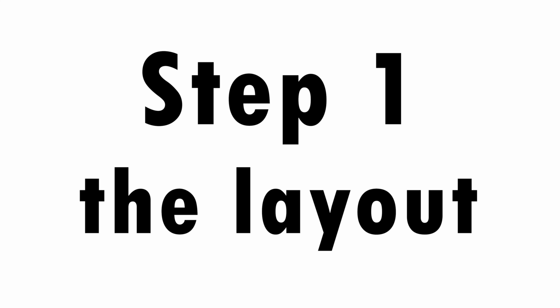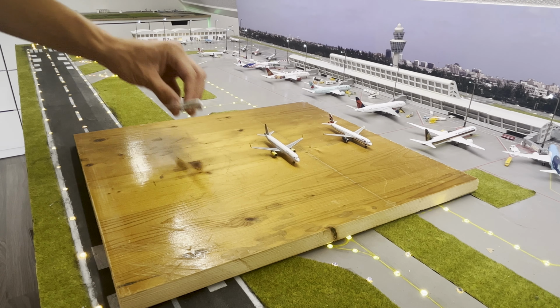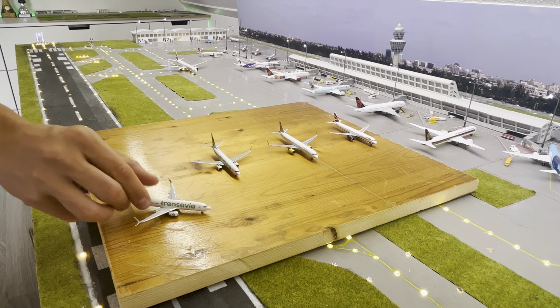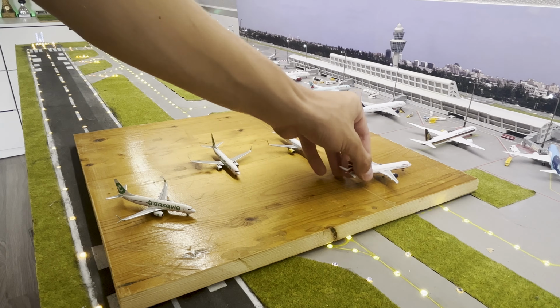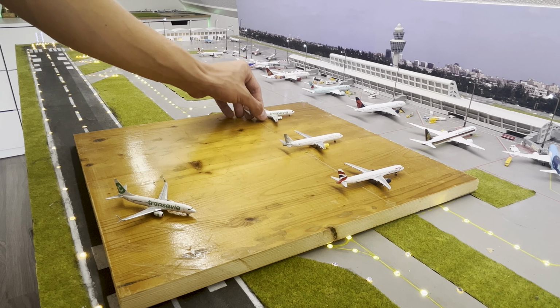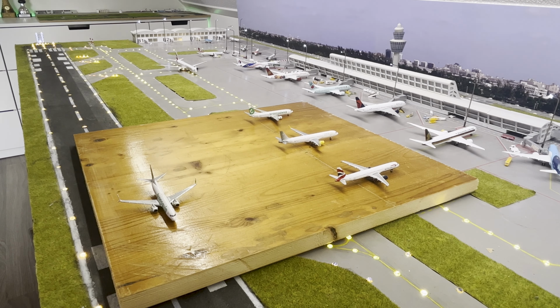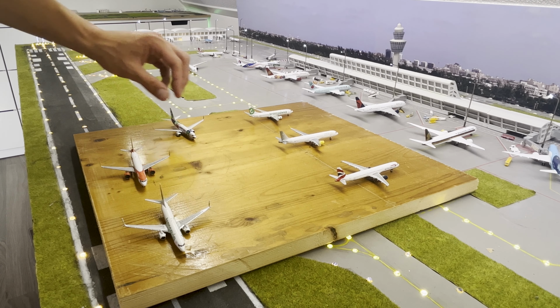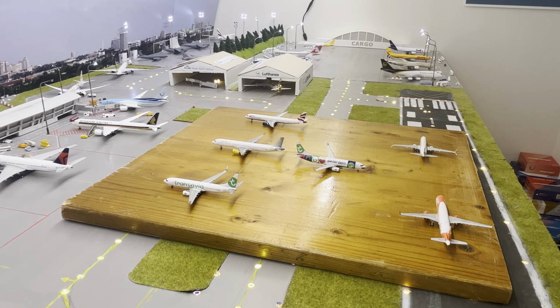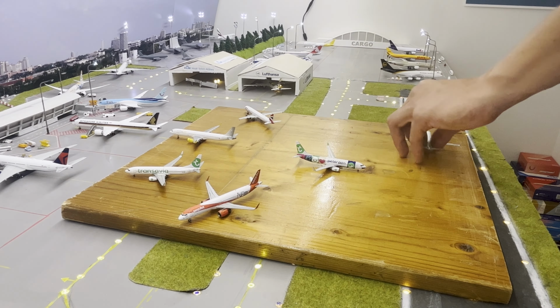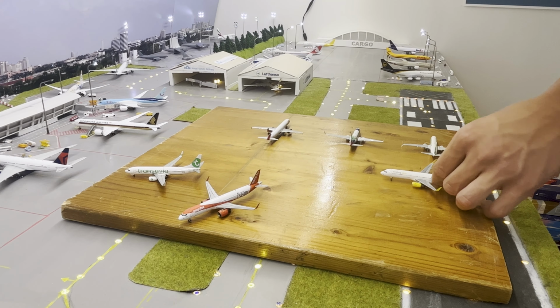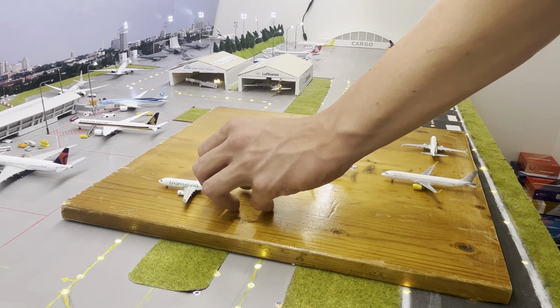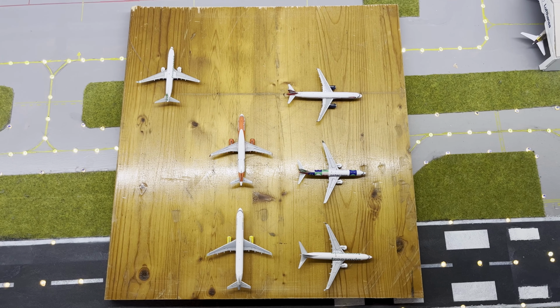Before you can start building anything, you need to have an idea in mind of what you're going to build, and therefore a layout is very important. Here you see me going onto the wooden plate with some models I already have, and I'm just positioning them in any way or form that comes into my mind, and I want to make sure there are as many possible places for aircraft to be. So here I'm trying with 3 gates and a taxiway with a runway.